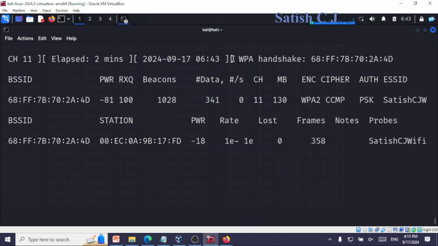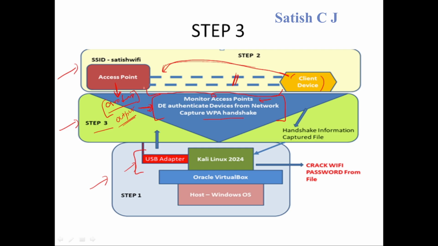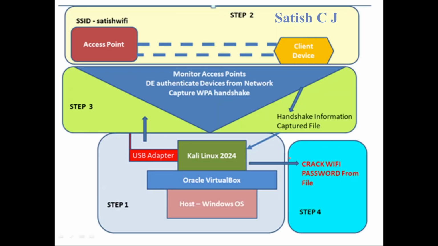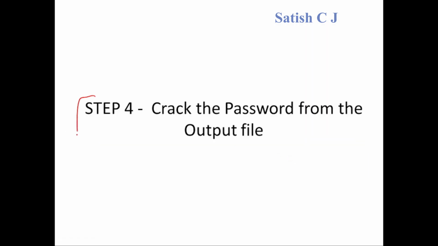Here is the handshake information that has been captured, and it has been written to the output file by name output. So we have completed all these steps. We are able to monitor access points and dump information about access points. We are able to deauthenticate devices from the network, and while they were connecting back, we are able to capture the handshake file. The file name where this handshake information is written is output. So there is this final step. What is that final step we have here? The final step is we should be cracking the password from the output file. So the WPA handshake information is written to this file by name output.